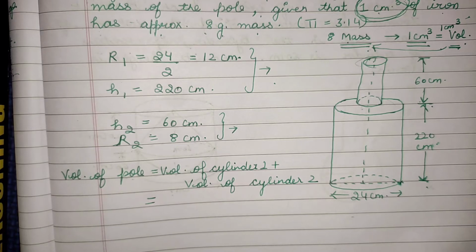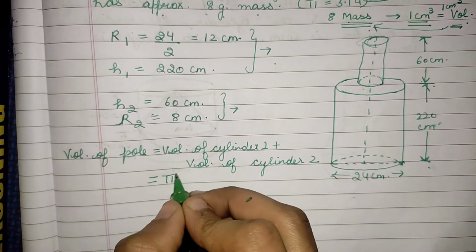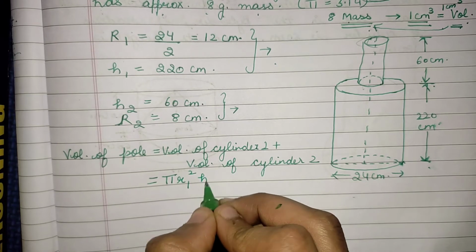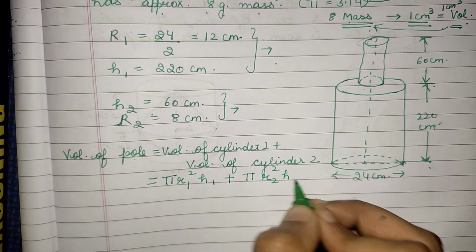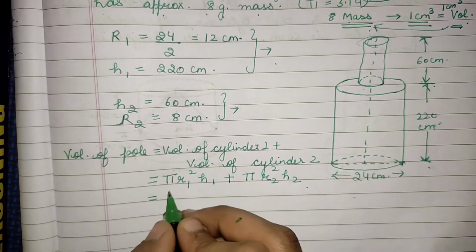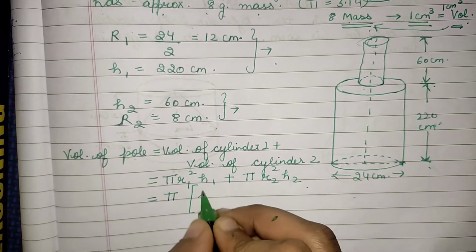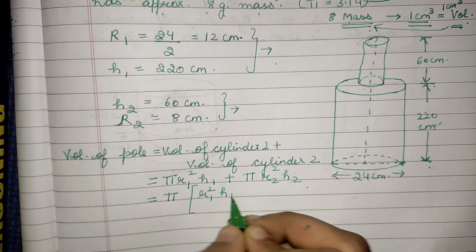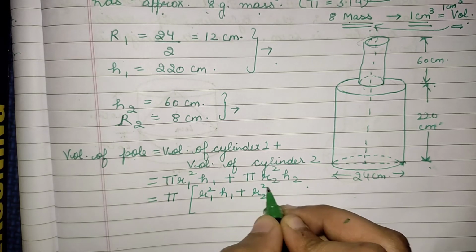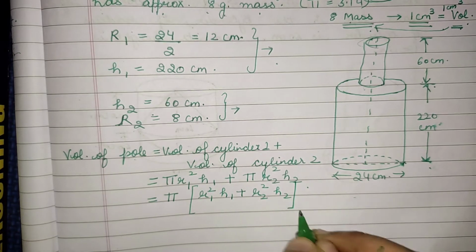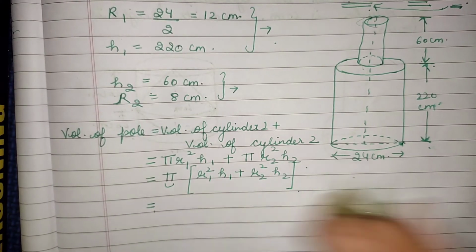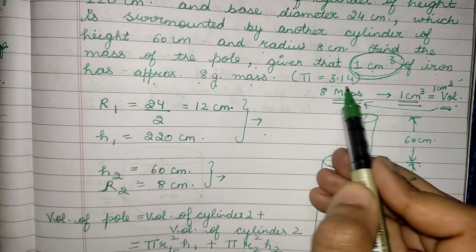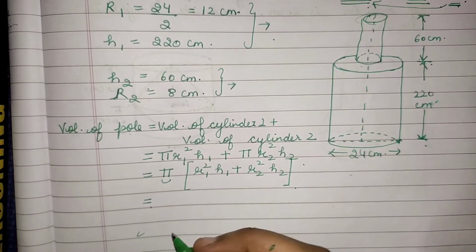So what is the volume of the cylinder? Volume of cylinder is pi r square h plus pi r2 square h2, which will be equal to pi into r1 square into h1 plus r2 square into h2. Okay, now put the values. Pi is given to take equal to 3.14.